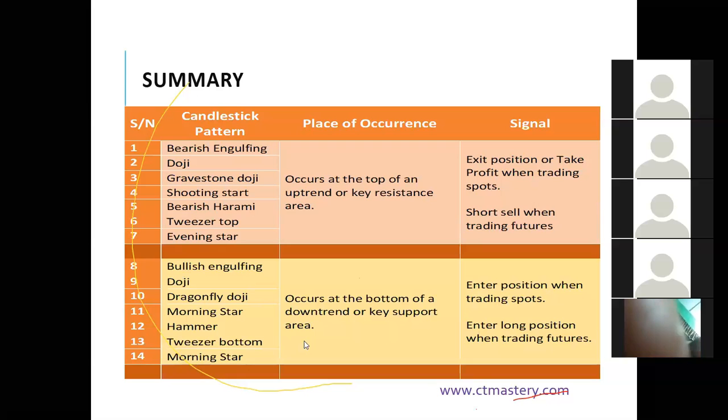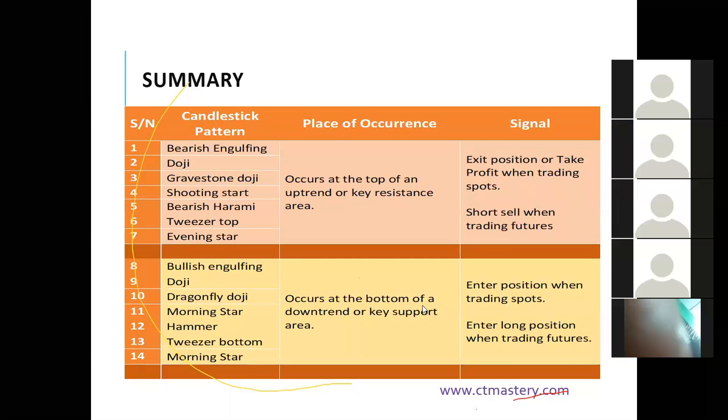This is a mistake. I have morning star twice here. This one is meant to be, what is it meant to be? I think I'm missing one here. Doji, Gravestone, Dragonfly. Okay, yeah. So the bullish Harami is what I'm meant to put here, not the morning star, because I've already put morning star here. So I'm going to correct it after this.